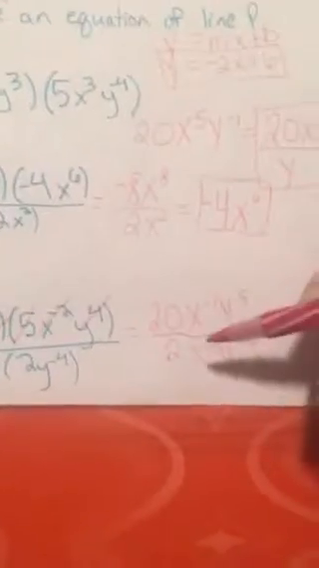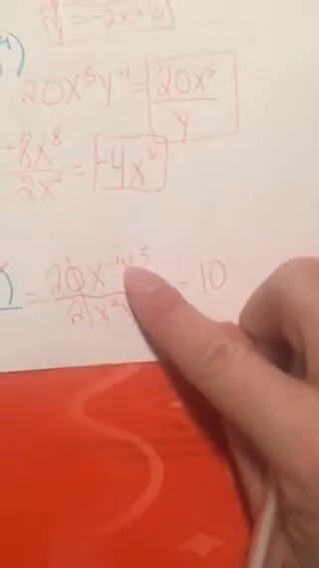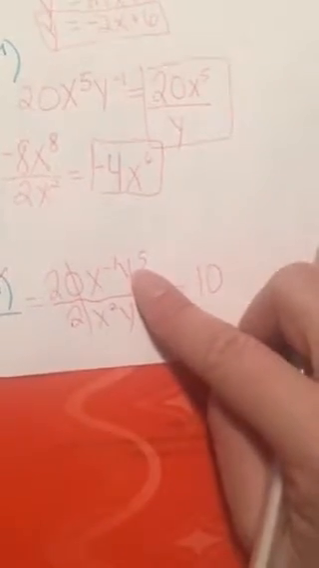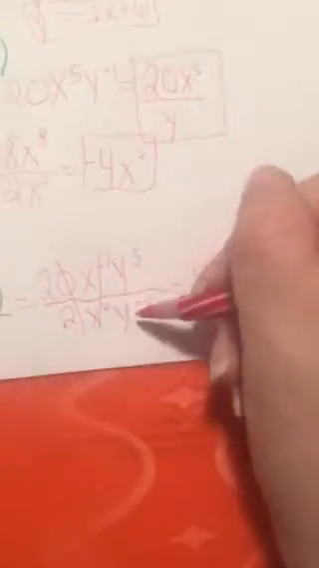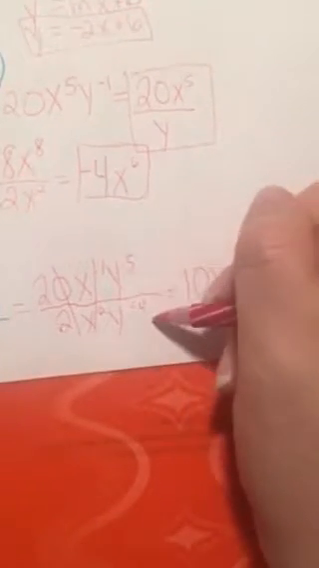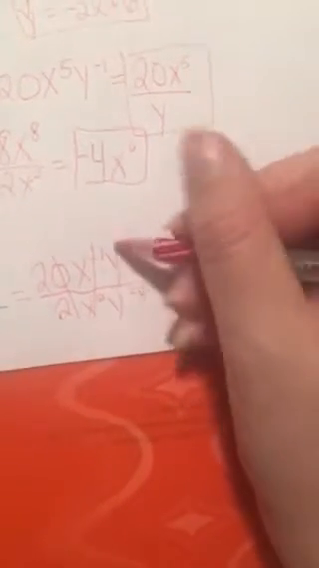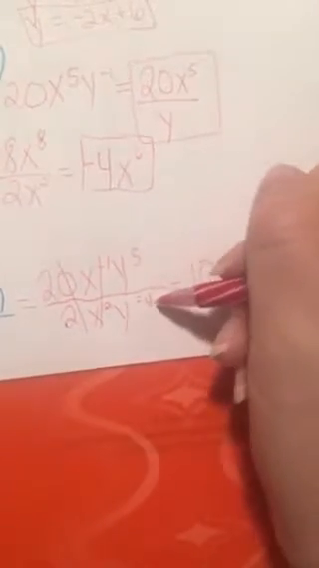So now I'm just going to work left to right. 20 divided by 2 is 10. Negative 1 minus 2 is x to the negative 3. 5 minus negative 4. So again, it's 5, not 5 minus 4, 5 minus negative 4, which is positive 9.